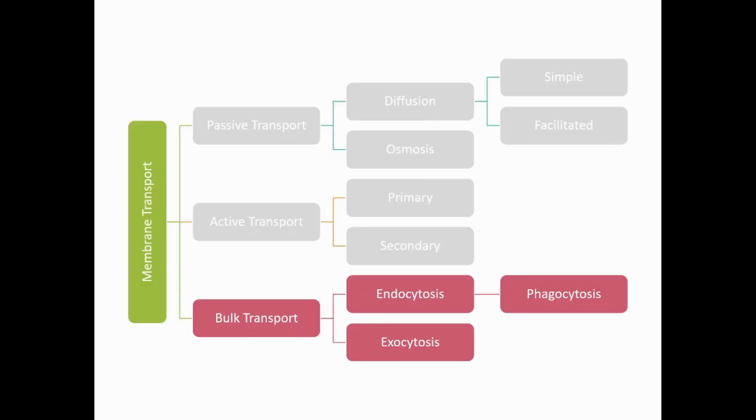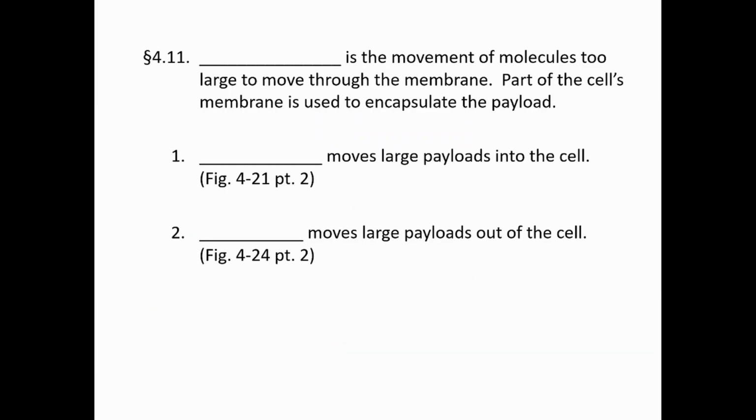Now we're going to get into our last one, which is bulk transport. I have this one tied together with active transport because this, generally speaking, is something that requires input from the cell. Bulk transport is when we're moving molecules that are way too big to move through the membrane. So we actually use the membrane to create almost like a little box or a container to pull things in or push things out of the cell.